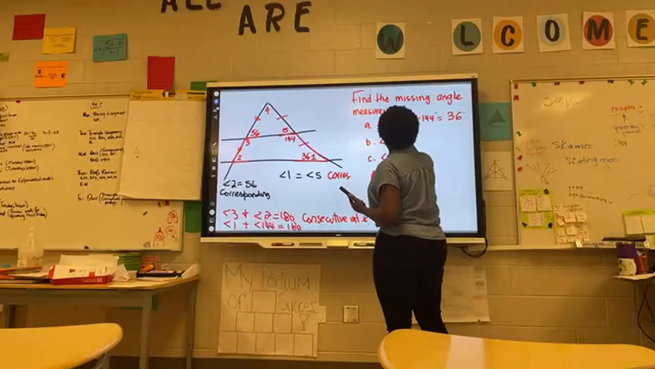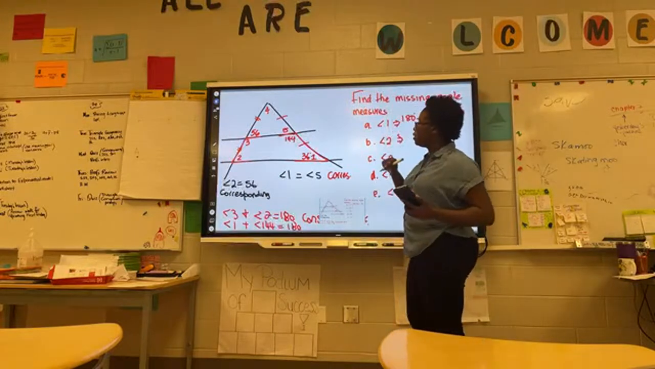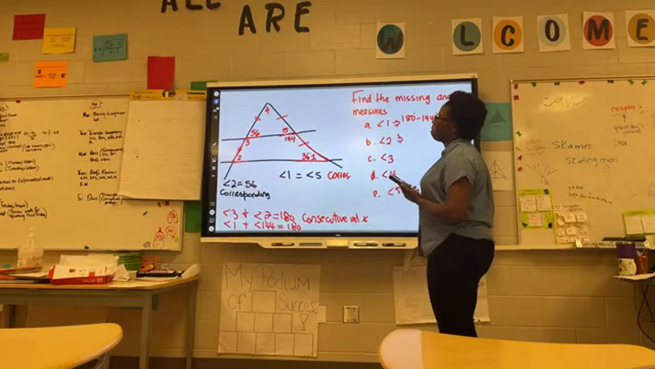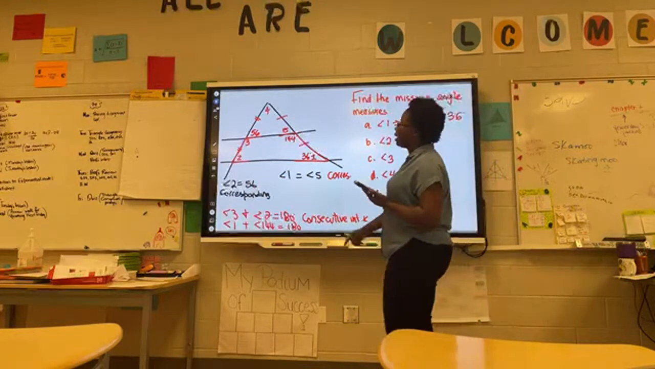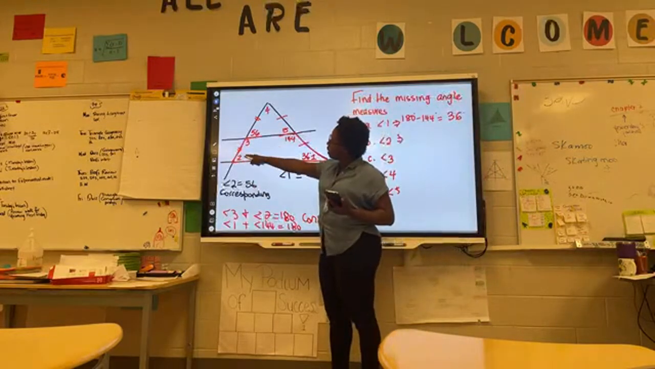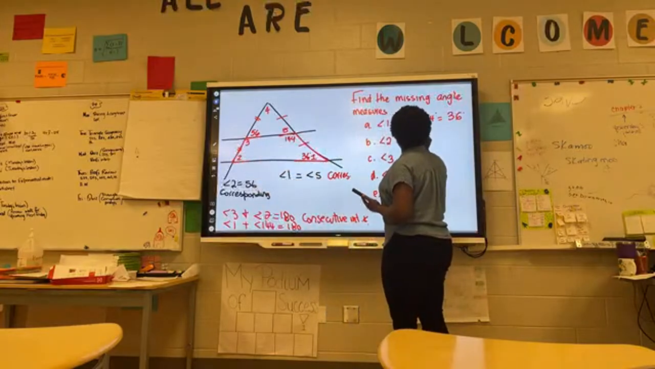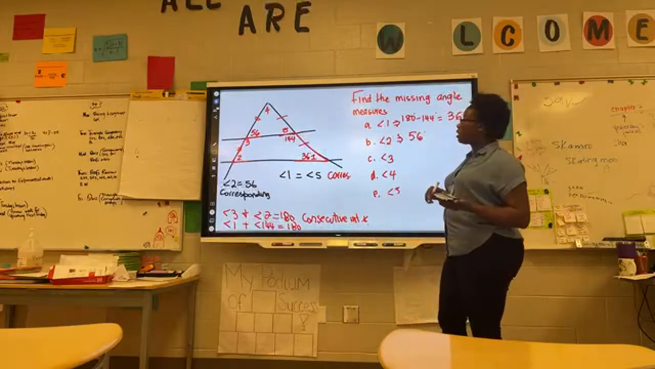Alright, so let's go for angle 2. Angle 2 is the angle on this side. We see that angle 2 is equal to angle 6, as we established here, because they are corresponding. So angle 2 is equal to 56 degrees, as they are corresponding.